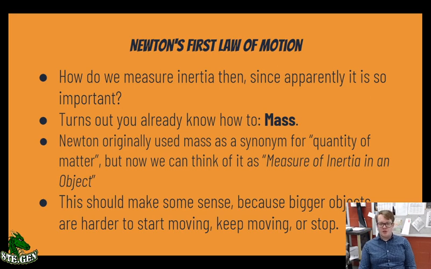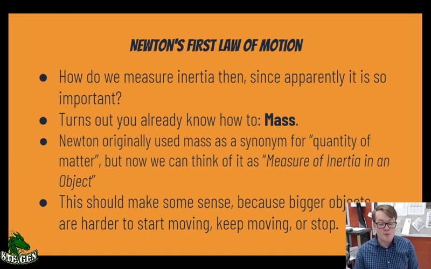So how do we measure this inertia? Well, actually, you already have been doing this. You've probably been doing this for a long time now. It's mass. Newton originally used mass as a synonym for quantity of matter, which is probably what you think of mass as from your science classes. But we now in science think of it more as a measure of inertia of an object. It's not a measure of the amount of matter, it's the inertia in that object.